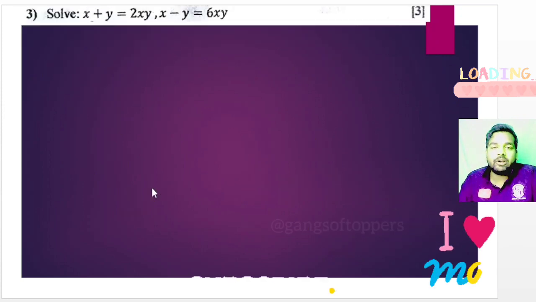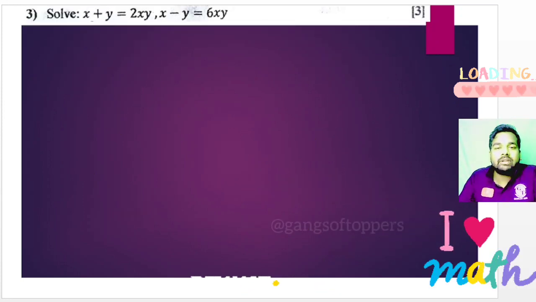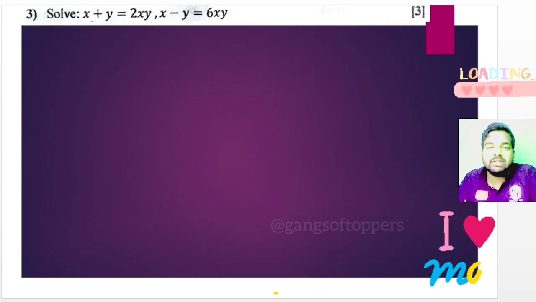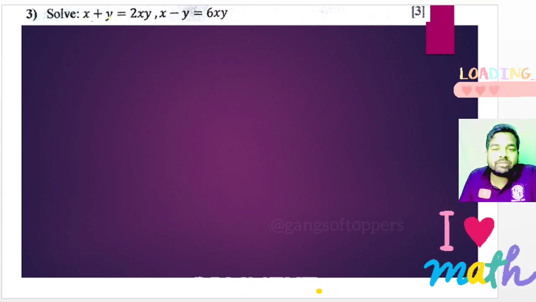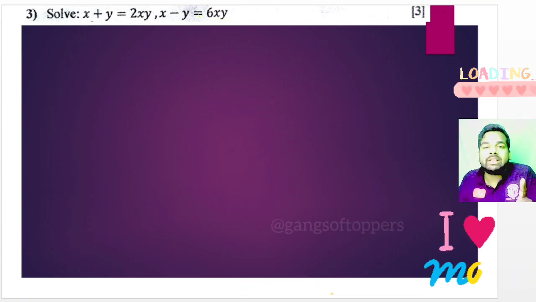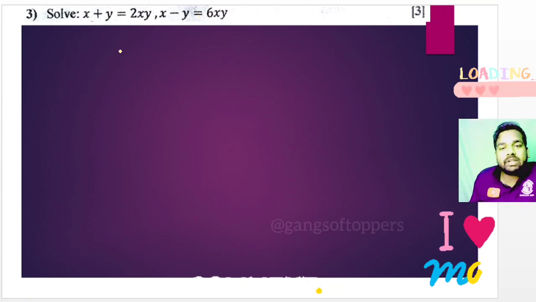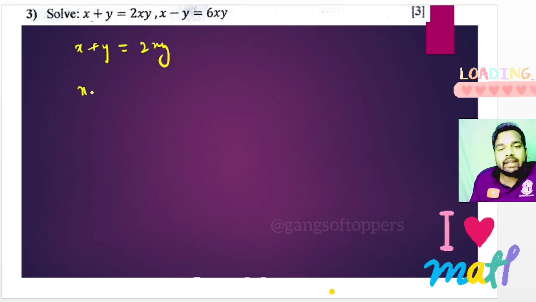Okay, now the next question we are going to solve: x plus y is equal to 2xy and x minus y is equal to 6xy. To solve it means that you are going to find the value of x and the value of y. Since two equations are given, just apply the concept. x plus y is equal to 2xy, and x minus y is equal to 6xy.